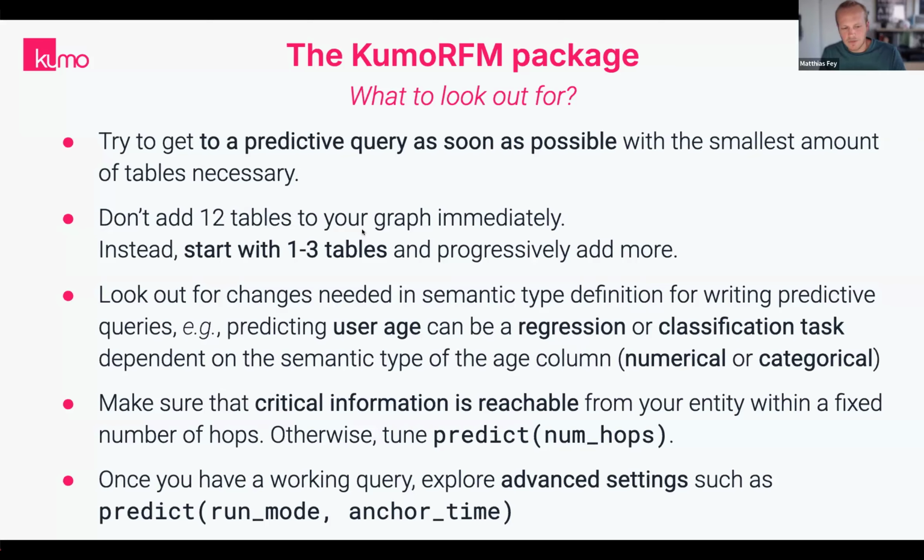And lastly, make sure that critical information is reachable from your entity. So if you have what you feel is a super strong signal table, but it's miles away from your entity you're making a prediction for, then this might be something to look out for and improve. So you have two options, like bringing this table closer to the entity you're making a prediction for. If that doesn't work, tune the number of hops we sample for context generation. But this will have an upper limit as well.